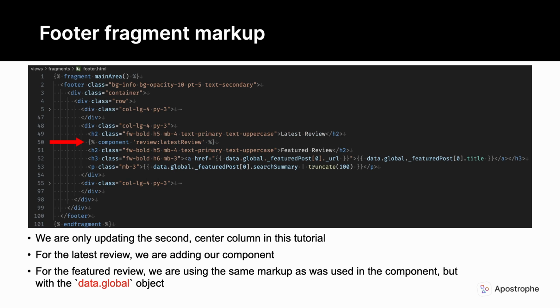For the latest review, we are outputting the markup from the component created in our review module. For the featured review, we are adding essentially the exact same markup and populating it with the information from the data.global object. Note that the _featuredPost field will return an array, so we have to access the first item in that array with _featuredPost[0]. Even though this field is required in the global configuration, best practice would be to use an if conditional to make sure that the featured post document actually exists.